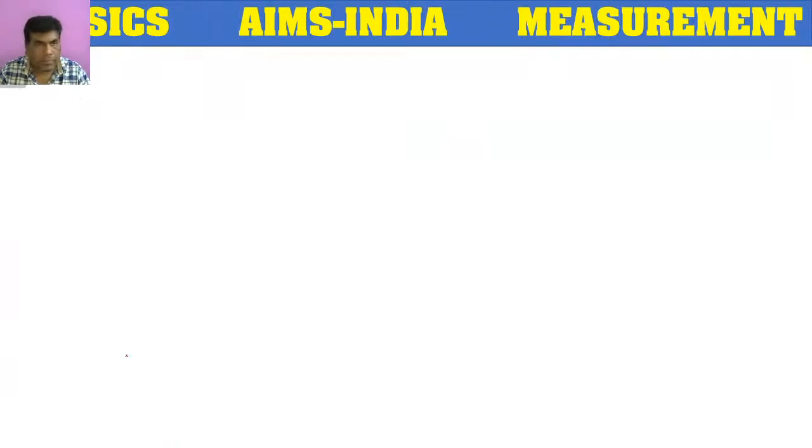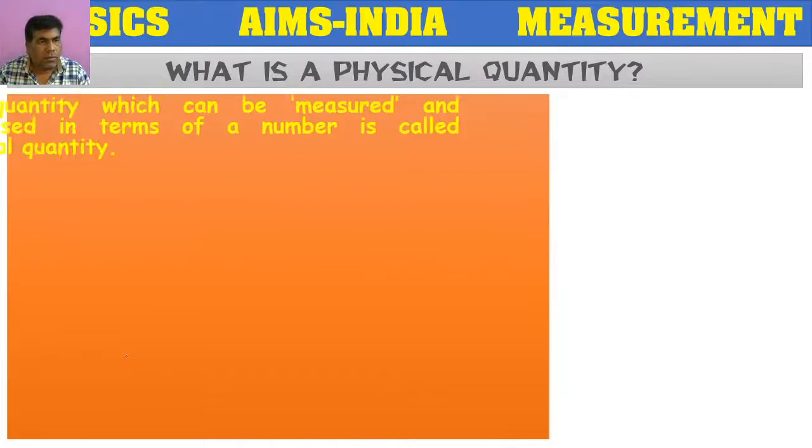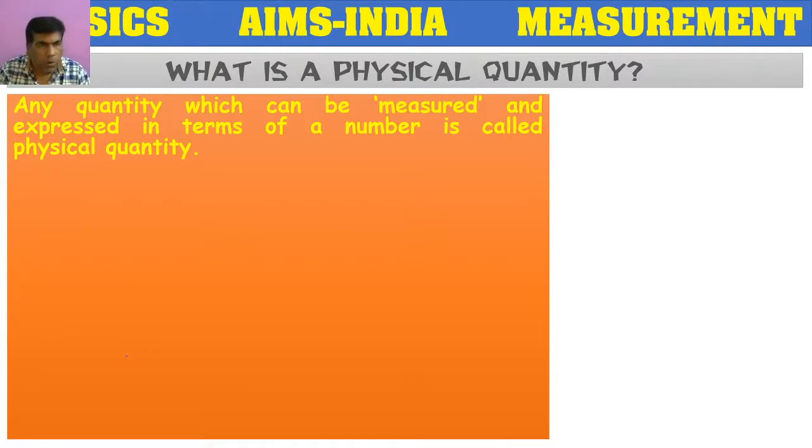Okay, next. What is a physical quantity? Just now we have learnt about quantity. Quantity means the size or amount or magnitude. Here magnitude means value. Value of an object is called quantity. Physical quantity means any quantity which can be measured.